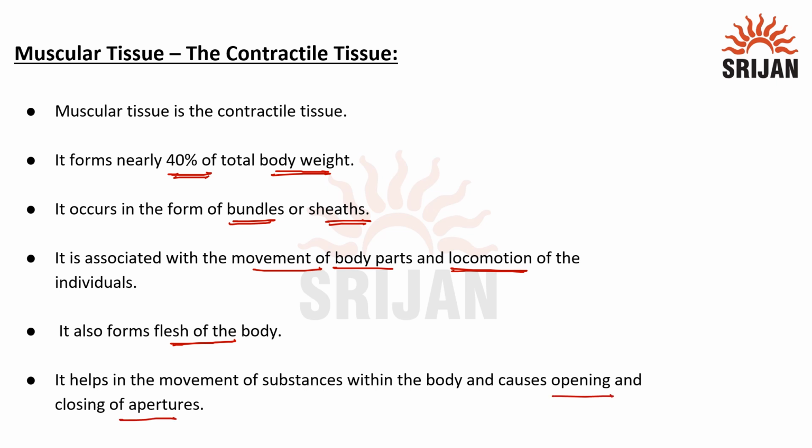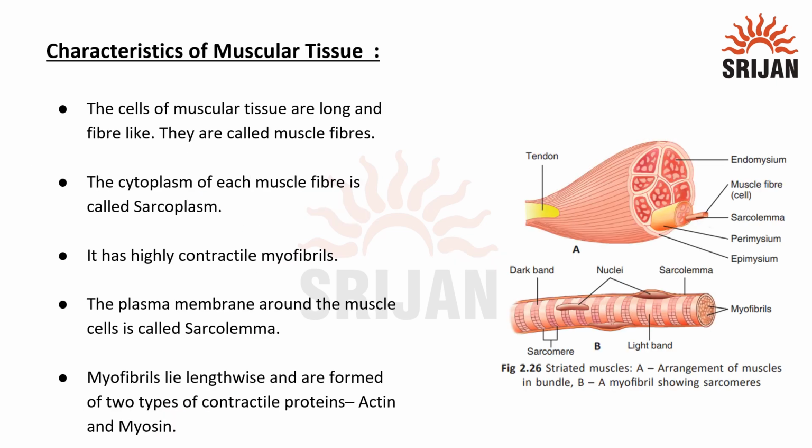And if it is present in the esophagus, in our alimentary canal, it regulates the movement of substances within our body. Moving next, we have the characteristics of muscular tissue.